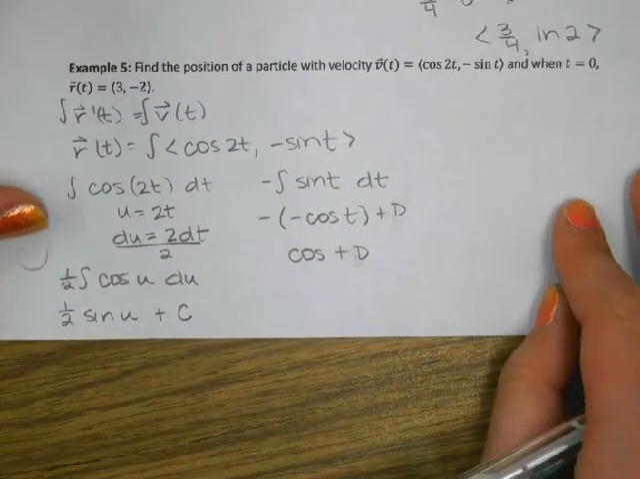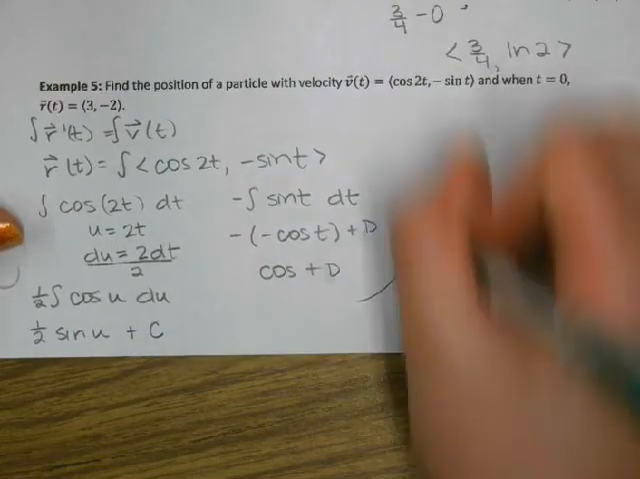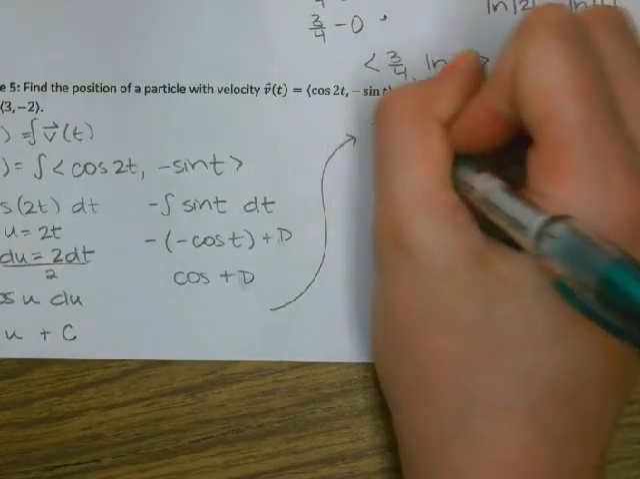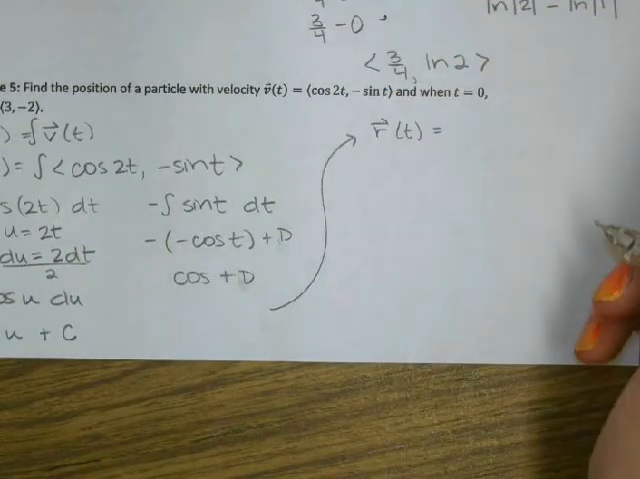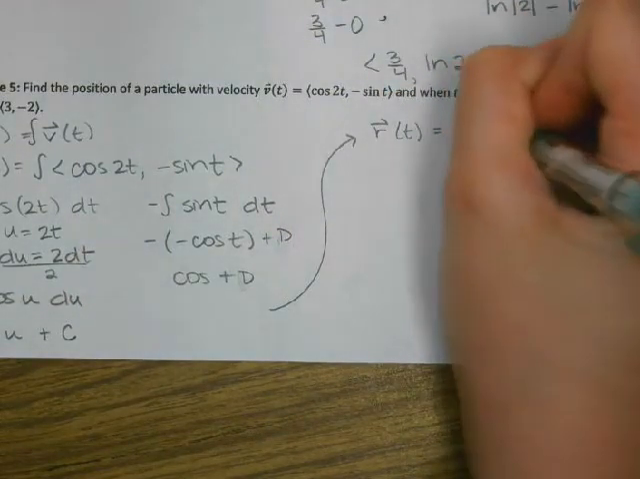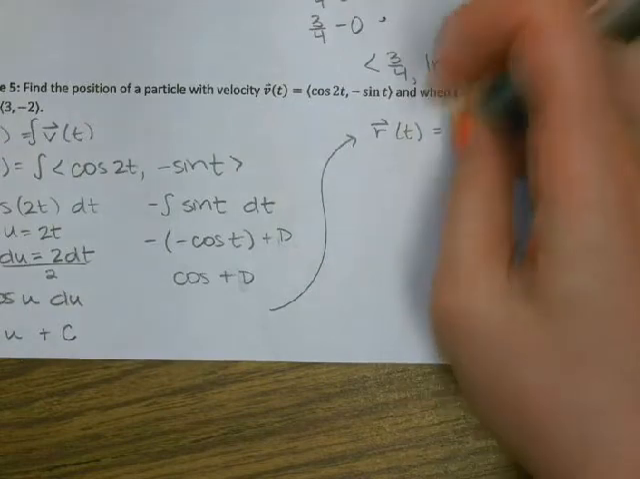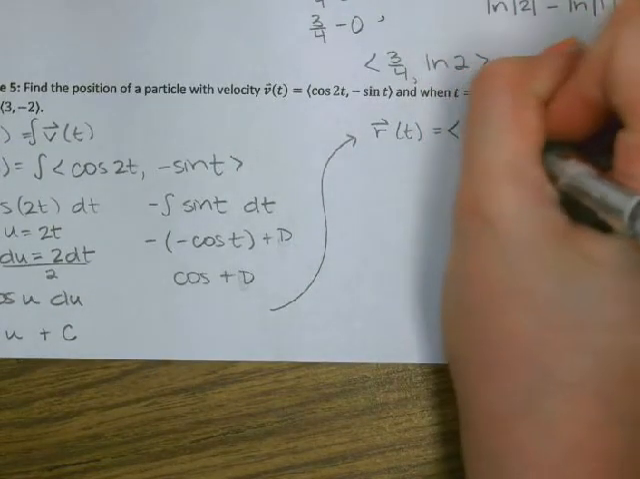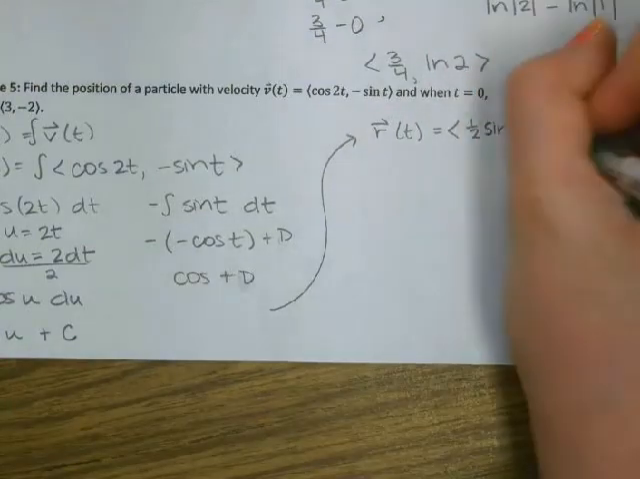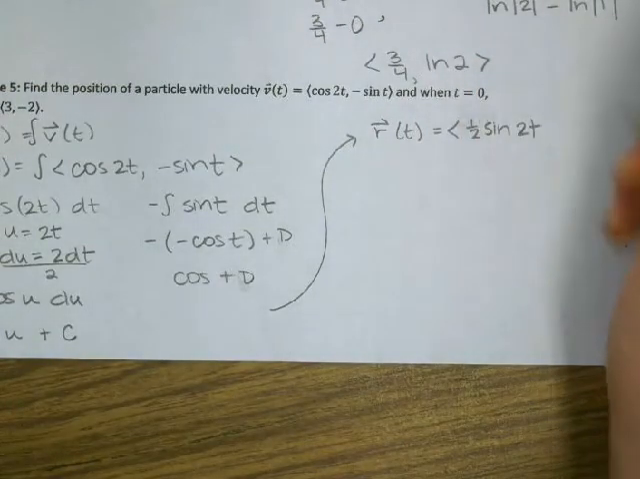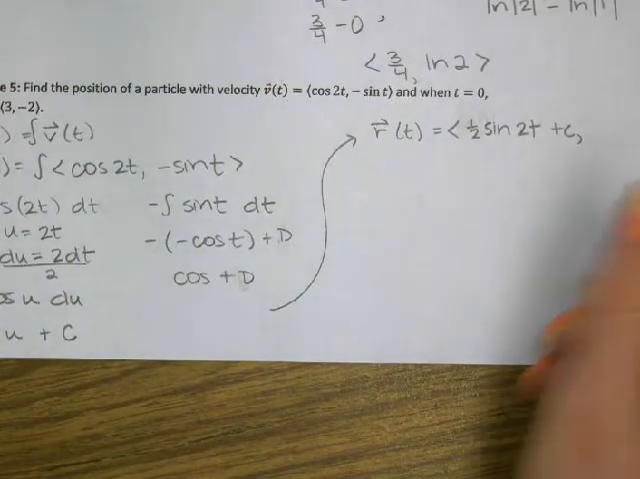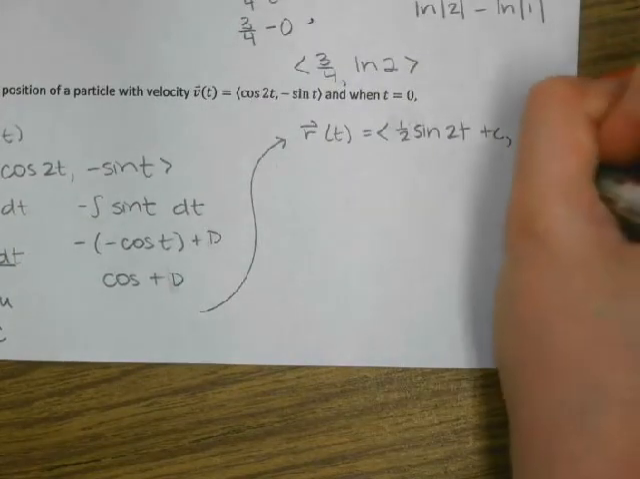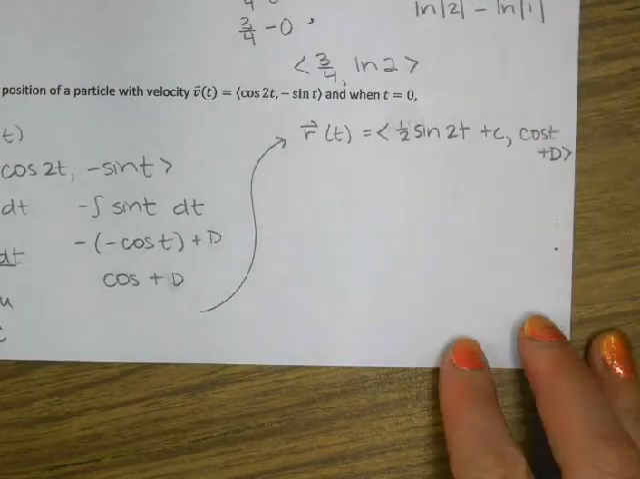All right, so what I have now is that the position vector is, well, let me go ahead and say, 1/2 sine of 2t plus c, so sine of 2t plus c, and then cos t plus d. That's what I have right now.